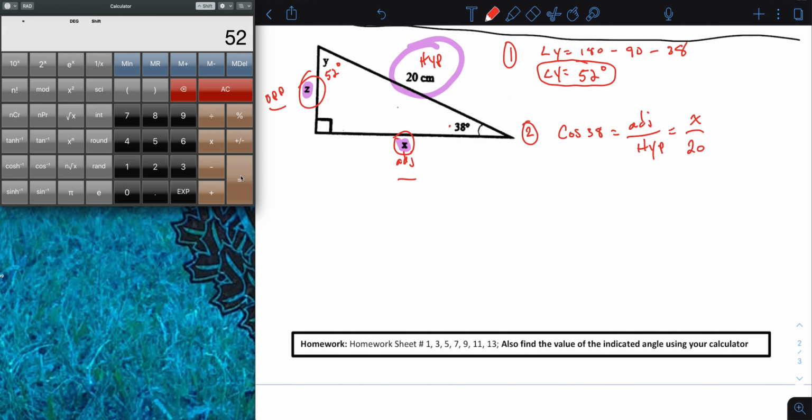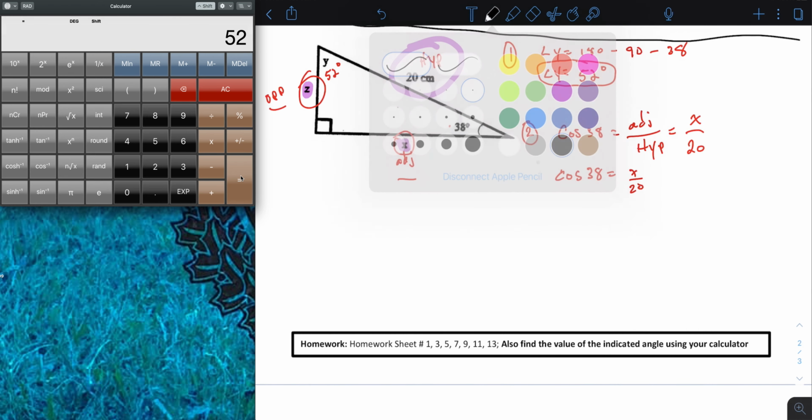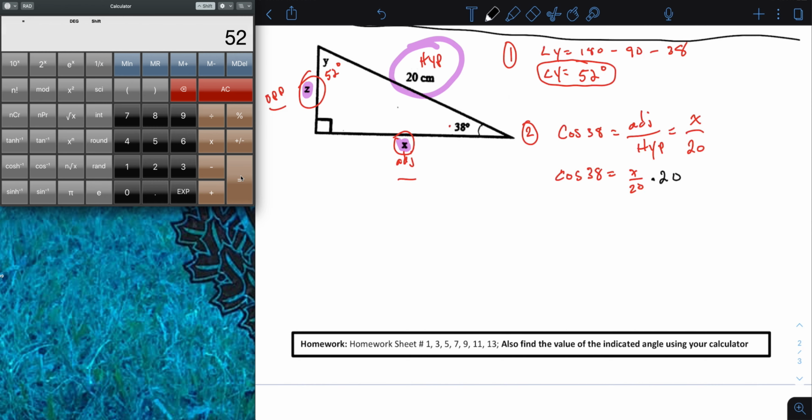So this is just a little system of equations now. I'm going to rewrite this line so you can see how to solve it. Cos of 38 is equal to x over 20. What's to stop me from multiplying both sides by 20? Then the 20s cancel on this side, and the only thing left is x. So x is equal to 20 multiplied by the cosine of 38. You can type this in your calculator now.